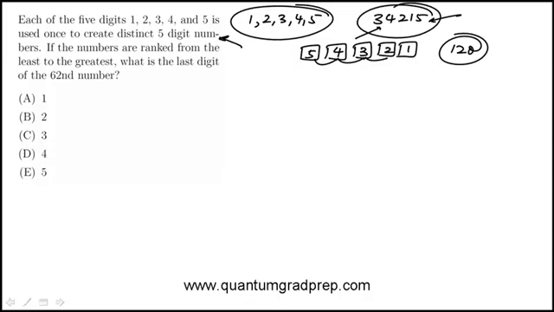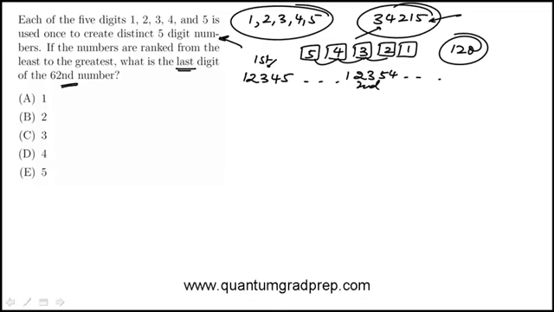Now they tell us that if we were to rank these from the least to the greatest, so for example, the least would be 1, 2, 3, 4, 5, and then we go from there. The next one, for example, would be 1, 2, 3, 5, 4. We have 120 of these. And the question is, what is the last digit of the 62nd number? So this is, say, the first, that's second, so we need to find the 62nd.